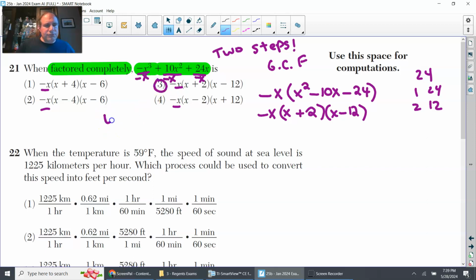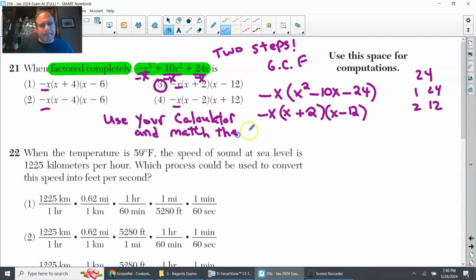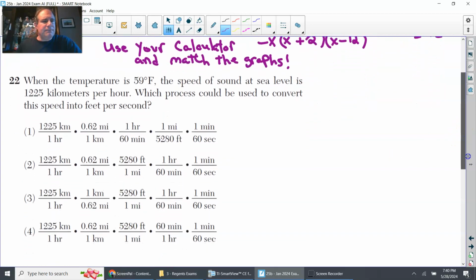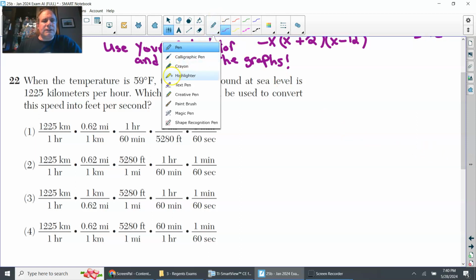Again, you could use your calculator and match the graphs. And that would work. I did it by hand, but I wanted to match the graphs.